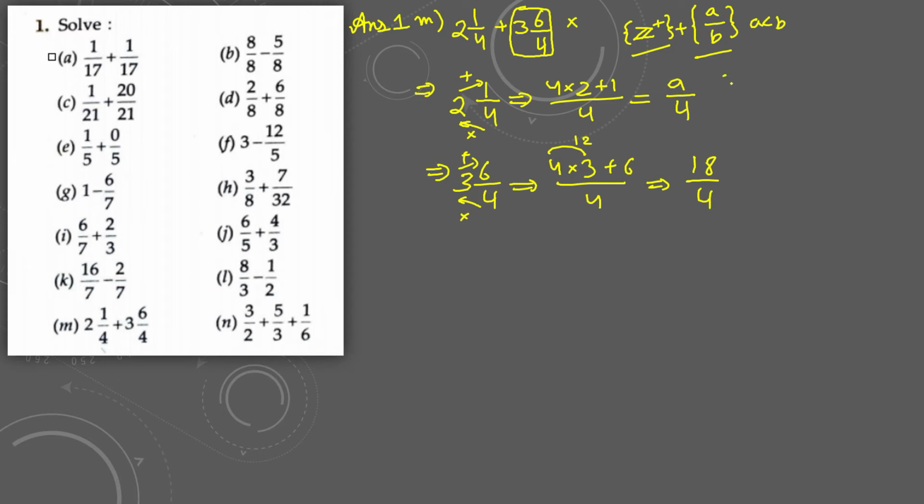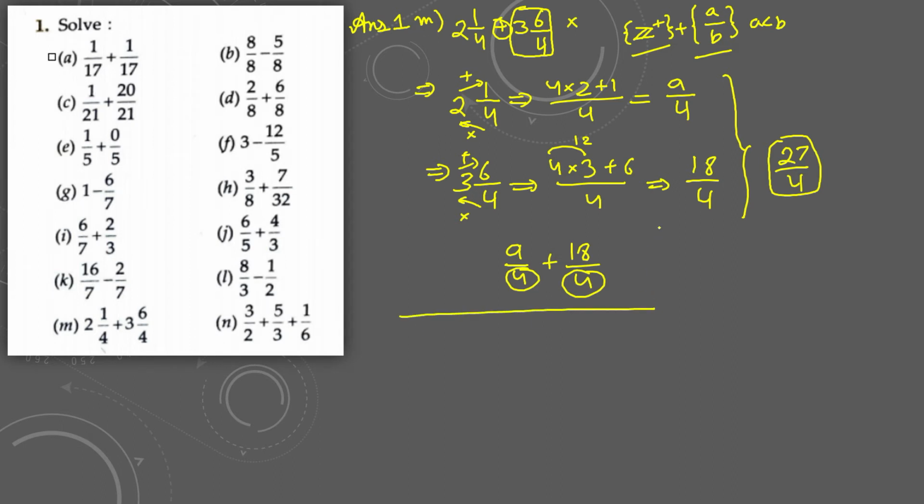Now we are going to add these values, because the addition was there. Now 18 plus 9 will give me 27, 27 whole upon 4. So this is the answer of this question. Pretty easy. One thing I want to tell you here is, as you can see, the denominators are the same, so there is no need of doing the LCM or ECD method. We can add directly. So now the M part is also done.